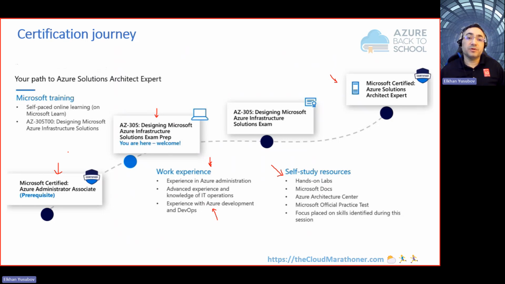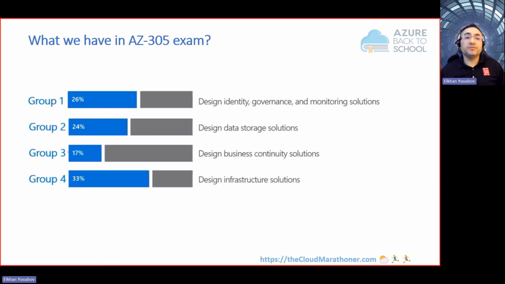Okay, so that said, let me go back here and look at what this AZ-305 exam is actually trying to cover. It basically consists of these four groups that you see on the slide. The first group focuses on designing identity, governance, and monitoring solutions. Then group number 2 focuses more on storage solutions. Group 3, respectively, focuses on backup, business continuity solutions, and disaster recovery. Group number 4 is one of the biggest portions of this exam objective, and focuses on designing infrastructure solutions.